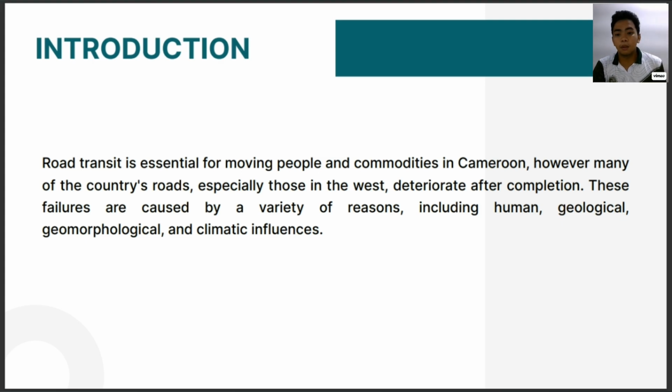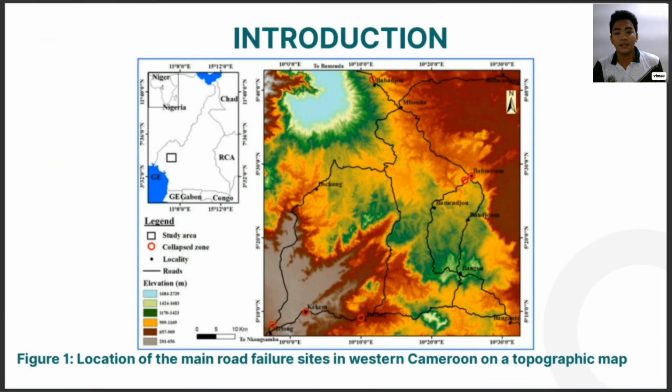Areas susceptible to mass migration can be identified with the use of geophysical techniques like electrical resistivity imaging. In order to comprehend foundation soil stability and provide mitigation solutions for the future, this study intends to examine road collapse in Bafusam utilizing ERT and geotechnical testing. In Figure 1, we can see the location of main road failure sites in western Cameroon.